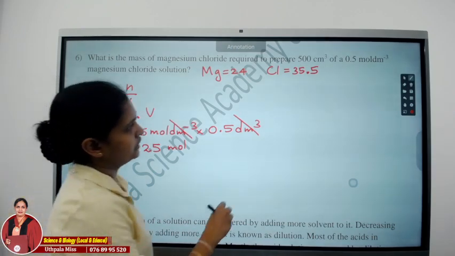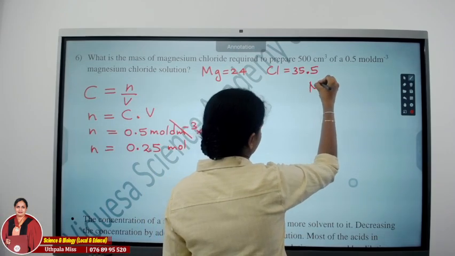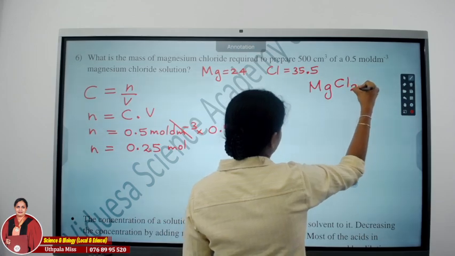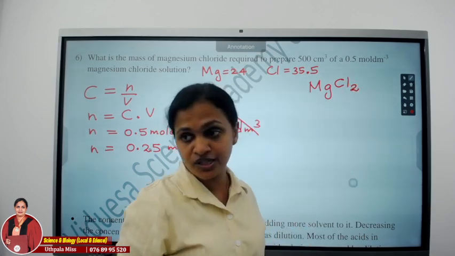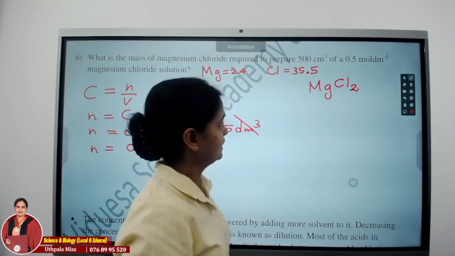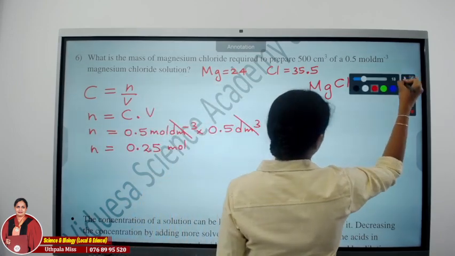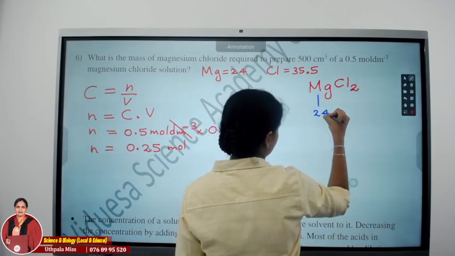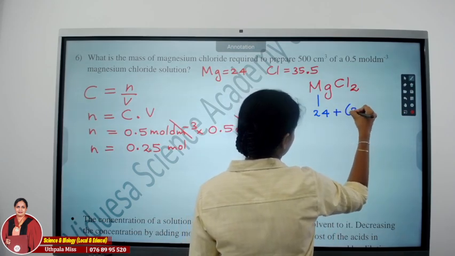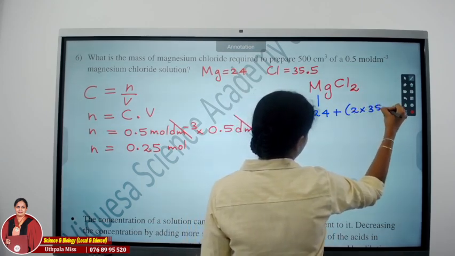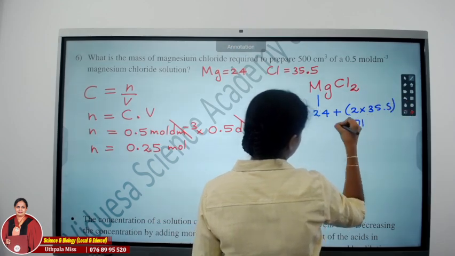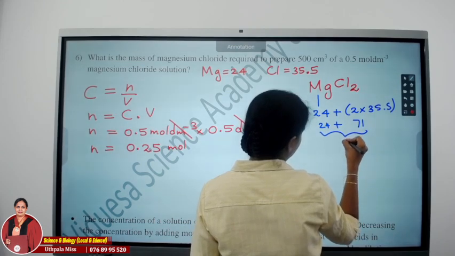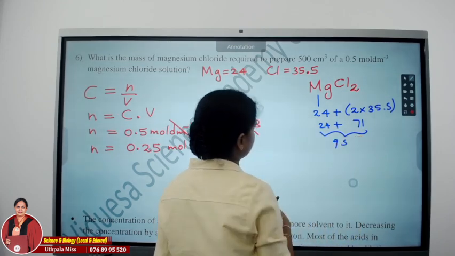Magnesium chloride, the formula. The first thing is that everything will go wrong if you write the formula wrong. MgCl2. Right? Then how to find the relative molecular mass. Magnesium is 24 plus chlorine is 35.5 times 2, that is 71 plus 24. That is 95.